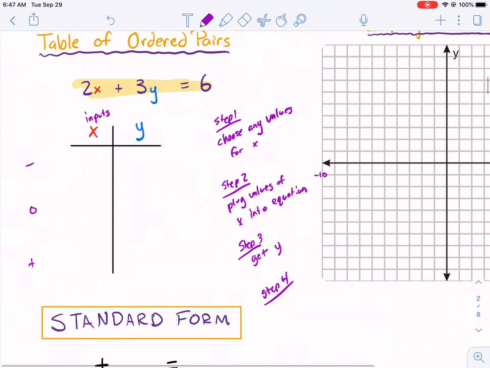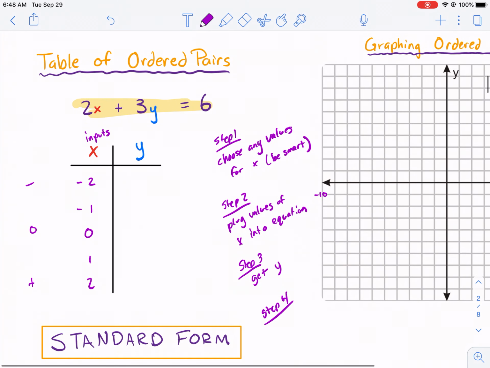All right, so let's choose some smaller numbers. Let's choose -2 for x. Let's choose -1 for x. Let's choose 0, just like I said, and then 1, 2. That gives us a good sample of what we should choose for y. So step 1, choose any values for x. Be smart about it. Don't be goofy.